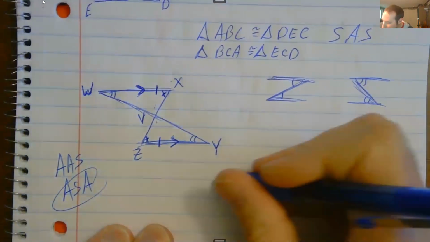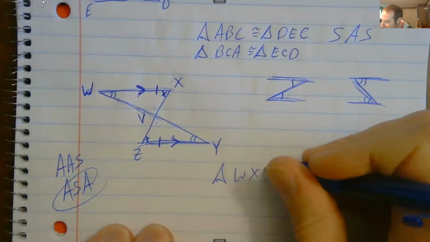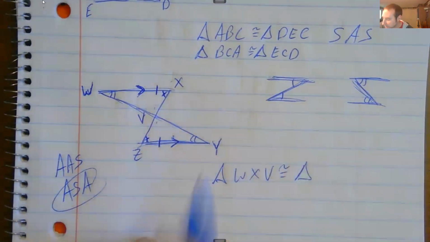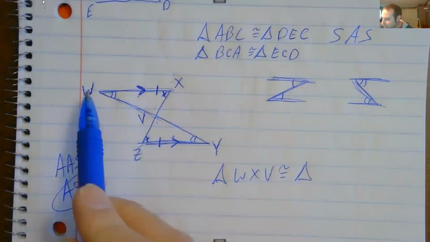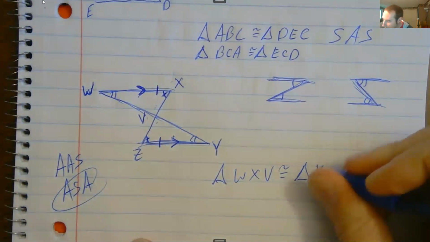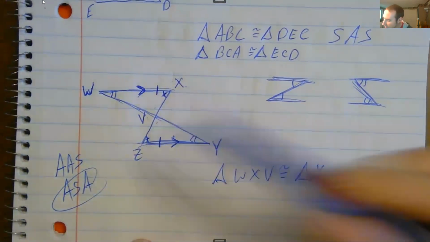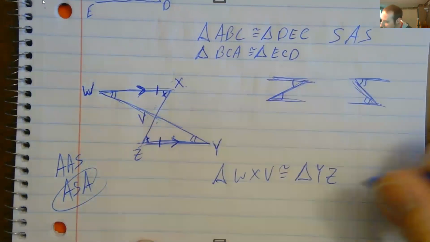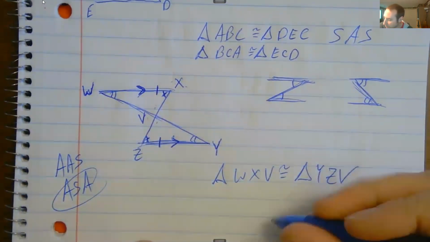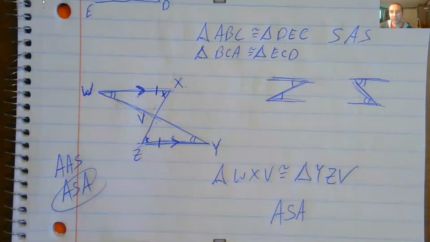So we would say triangle WXV is congruent to, let's see, YZV. It looks like W matches up with Y, and X matches up with Z, and V is matching up with V, and all of that is true because of angle, side, angle.